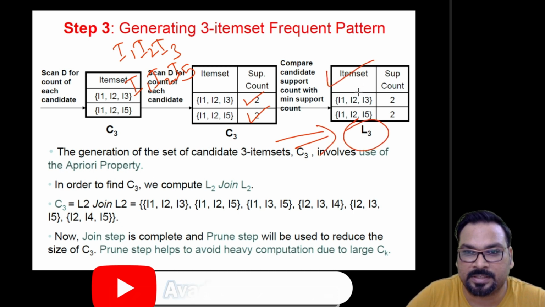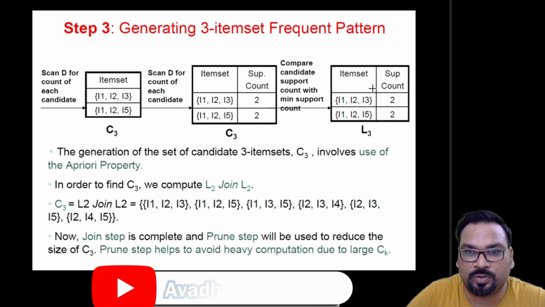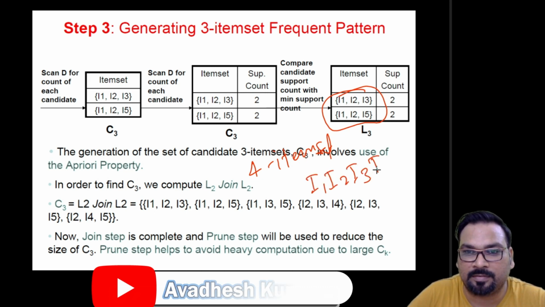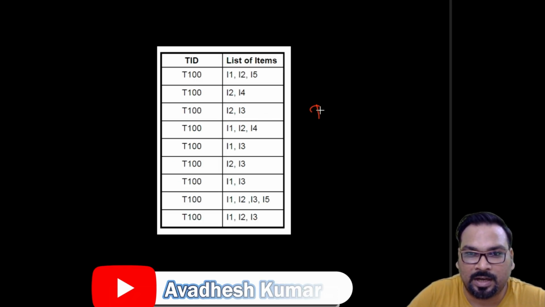This is frequent set. So here we have, after having this 3 set, I am going to formulate 4 item set. So if we club them, it becomes I1, I2, I3 and I5. Let's try to find out I1, I2, I3, I5. Just try to check.